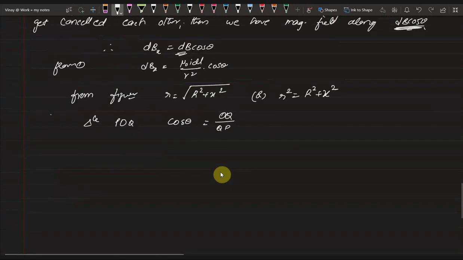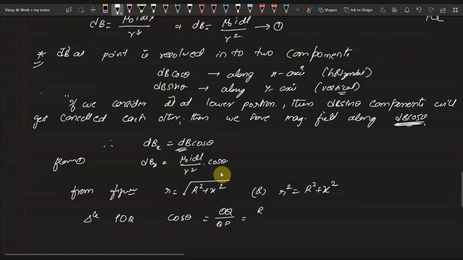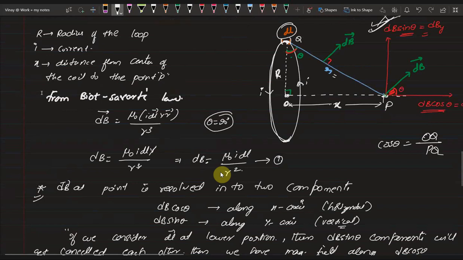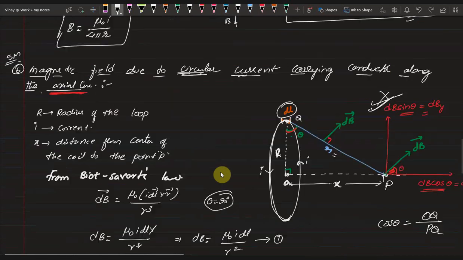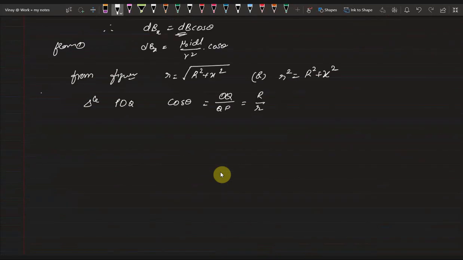Now I will write like this. OQ value is capital R, and PQ value is small r. So cos theta is capital R by small r. Now if I substitute this value in this equation, I'll take it as equation number 2. So from equation number 2, you can write like this.